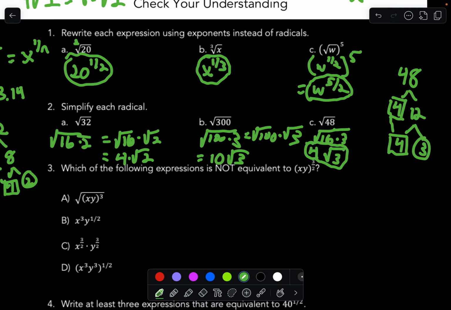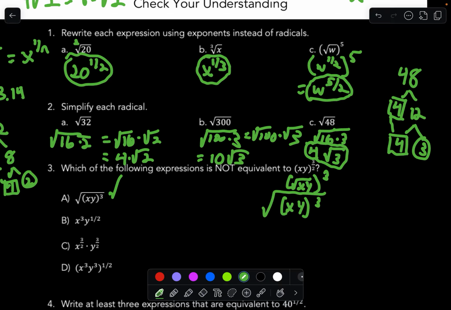Now, which of the following expressions is not equivalent to xy to the 3/2 power? Well, the 2 on the bottom means that's the same thing as saying the square root of xy raised to the 3rd. So do we have that showing up? Not really. Which is also the same thing as saying xy raised to the 3rd power square rooted. All right, and that is a. So a is like it.